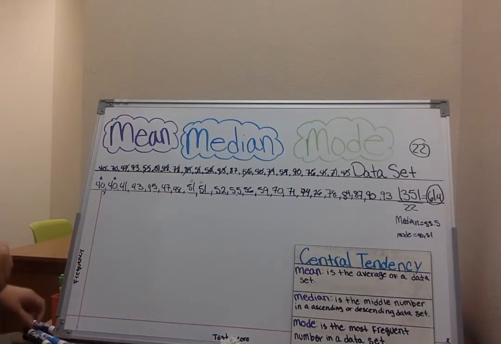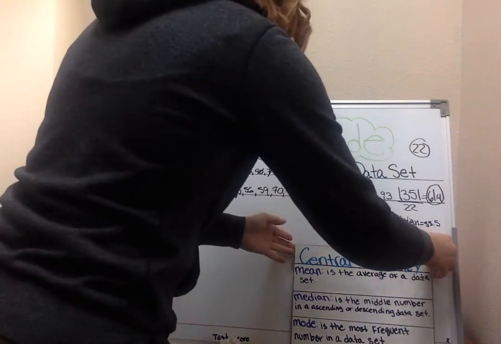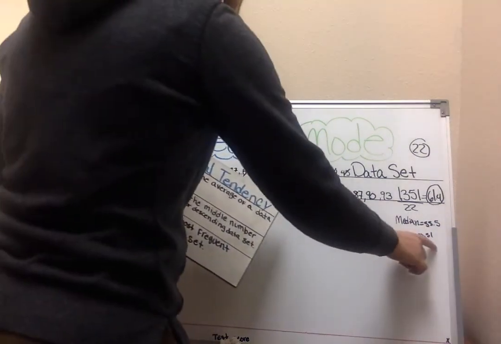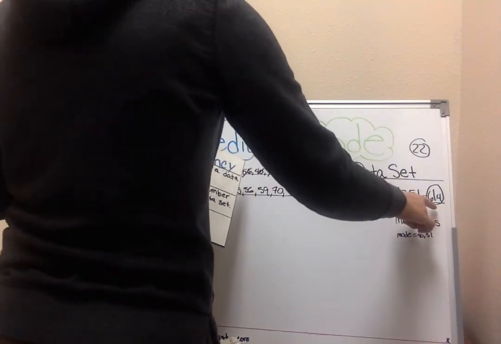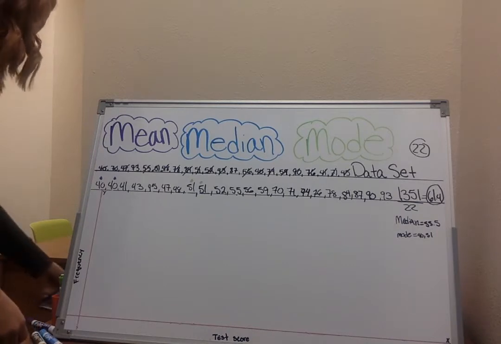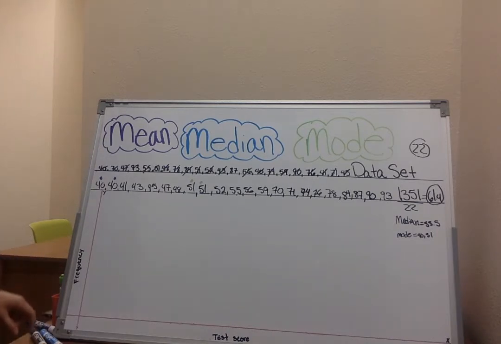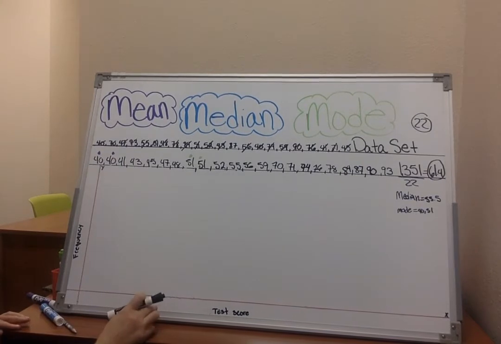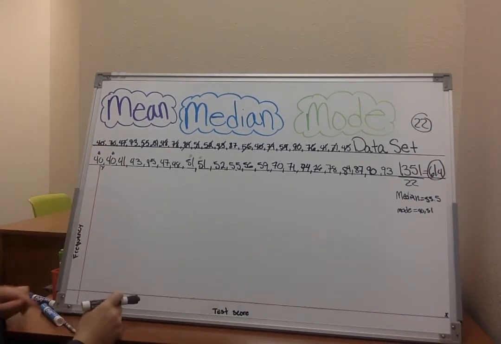Okay, so now that we have looked over our central tendency, we found our median, which is 55.5. We found our mode, which is 40 and 51, and we found our mean, which is 61.4. Now, we need to graph our data set. How are we going to do that? We're just going to look at all of our test scores and write them down on our graph right here. So, here's our test scores on the x-axis and then the frequency of those test scores on the y-axis.